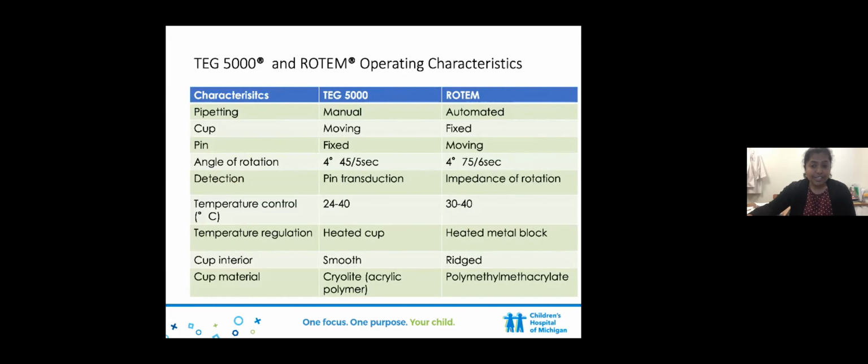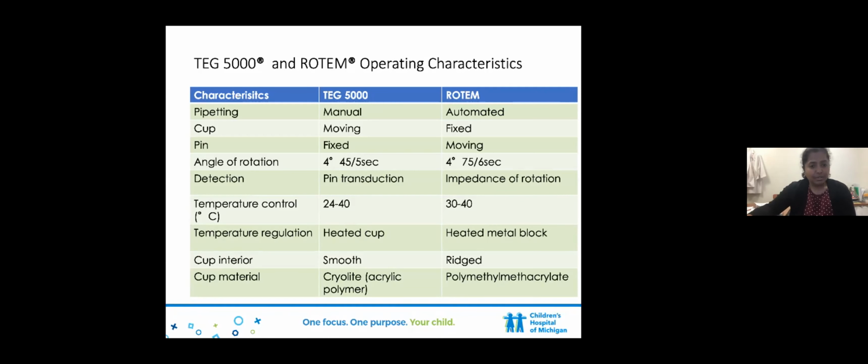So most of us are still working with the TEG 5000, including myself as of now. And so many things that I'm going to be talking to you about today refer to the TEG 5000. I don't know that there's as much data on the TEG6S as there is on the TEG 5000. There is quite a bit, but today, most of the discussion will be on the TEG 5000. So this slide essentially shows you the differences between the TEG 5000 and the ROTEM.